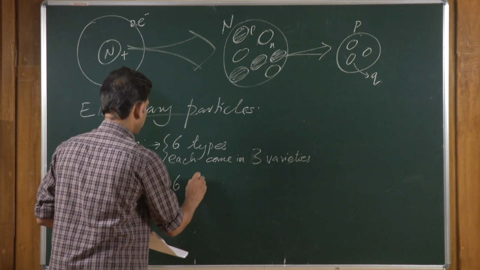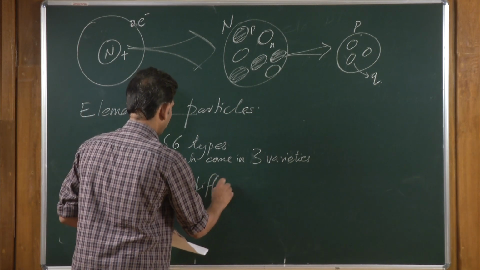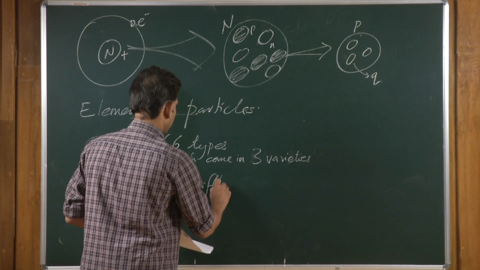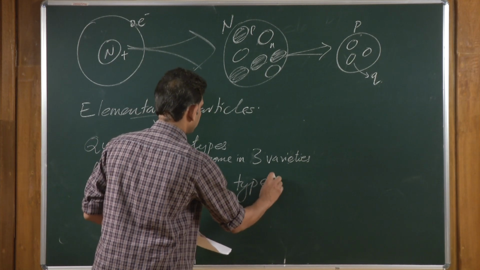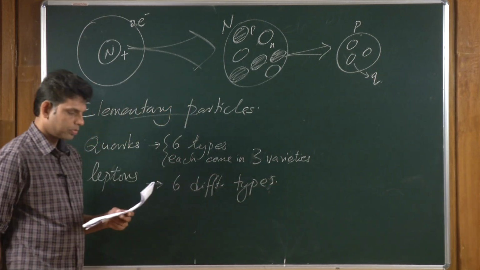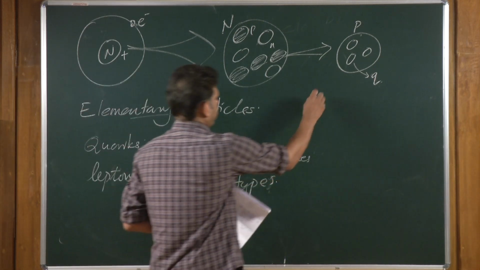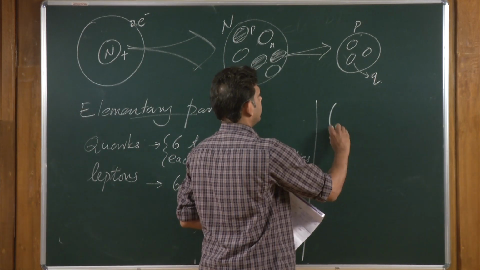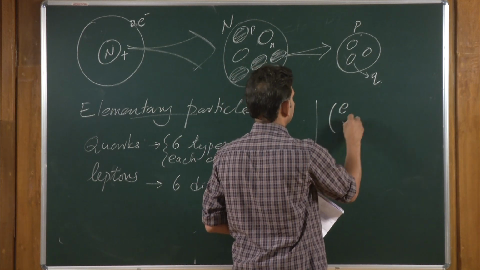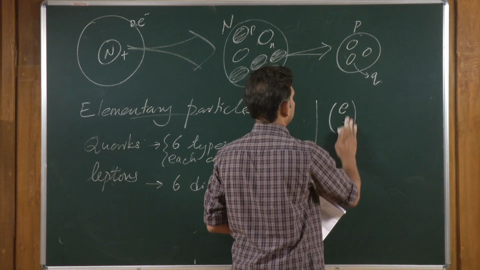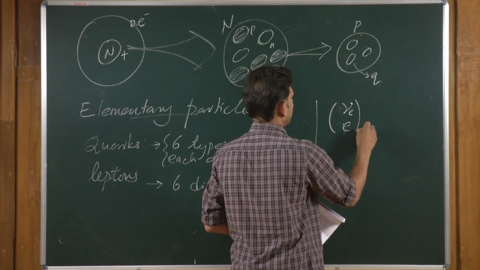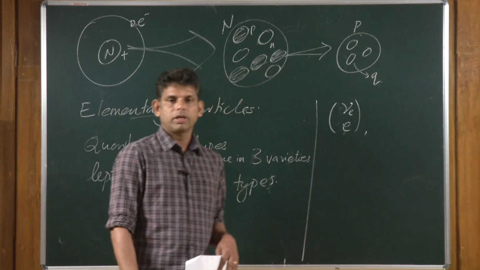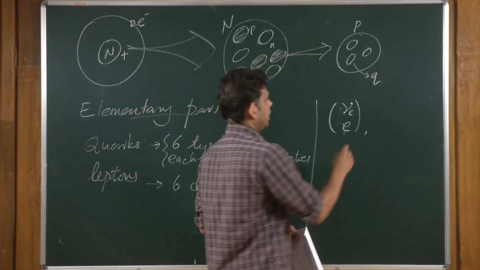Six different types of electrons-like particles, or the leptons. They are actually put together in groups usually. There are reasons for this, we will come to this kind of grouping later.